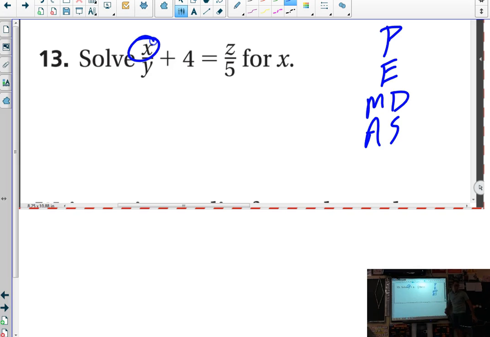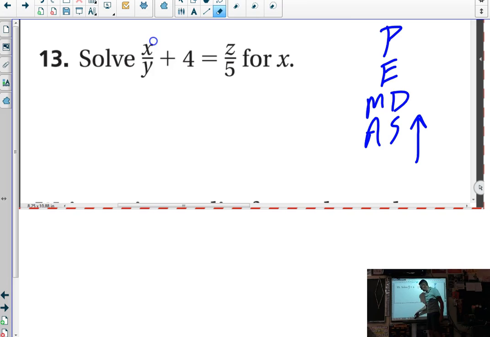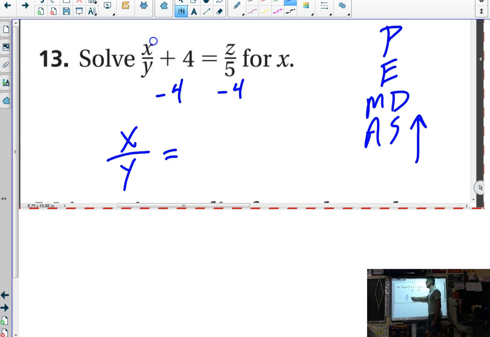what do we call this whole PEMDAS thing? The technical name is our order of operations, right? Our order is reversed when we're solving equations or working to isolate. So the first thing we take care of is undoing any addition or subtraction. Then we undo any multiplication or division, and we work our way up. So the first thing I undo is that addition of 4 by subtracting 4 on both sides. Rewrite everything as you go. So now I have z divided by 5 minus 4.